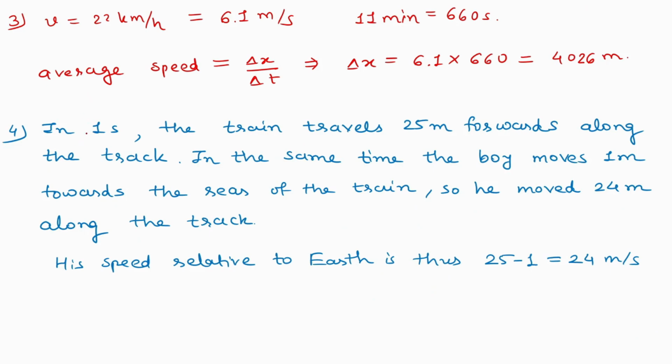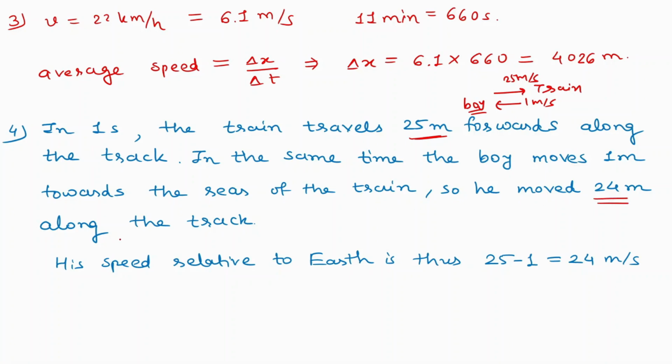Now, in the solution part, we know that in 1 second the train travels 25 meter forward, in this direction along the track. At the same time, the boy moves 1 meter towards the rear. This is the train's speed direction, and the boy's direction is like this. The train is at the speed of 25 meter per second, and the boy is at 1 meter per second. Now we have to find the speed of the boy.